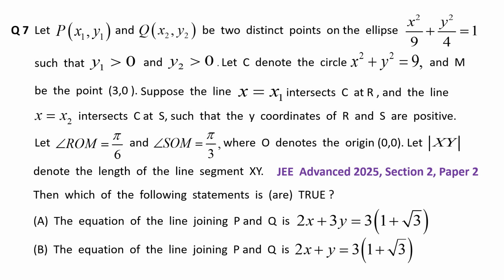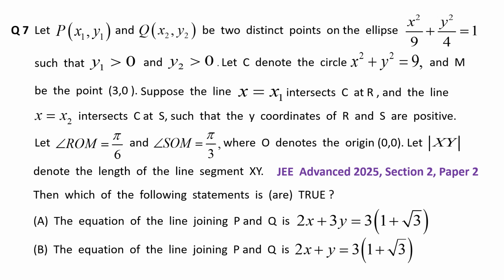Let angle ROM equal to pi by 6 and angle SOM equal to pi by 3, where O denotes the origin (0, 0). Let mod of XY denote the length of the line segment XY. Then which of the following statements are true?